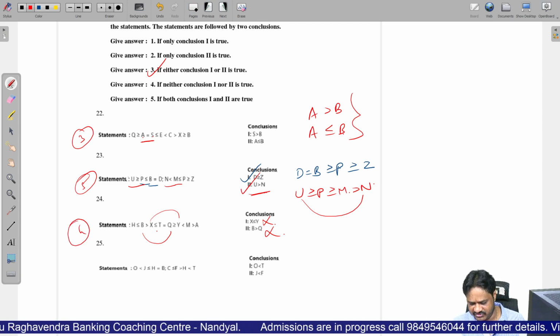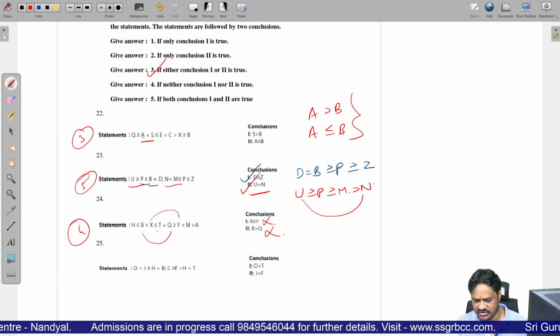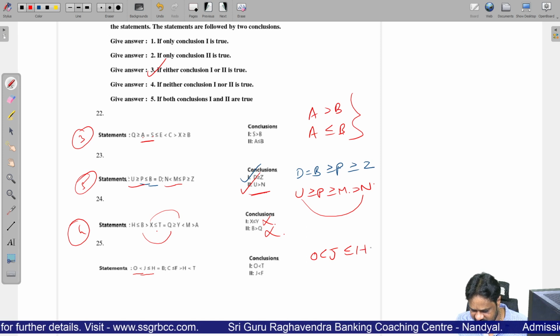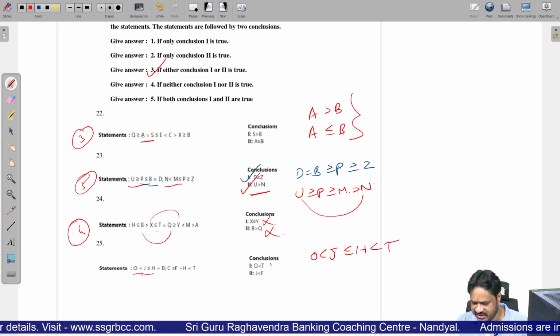Let us see the 25th question. O < J ≤ H = B, C ≤ F > H < T. First one, O < T. So whether O < T follows or not. O < J ≤ H < T. Therefore, O < T definitely follows.